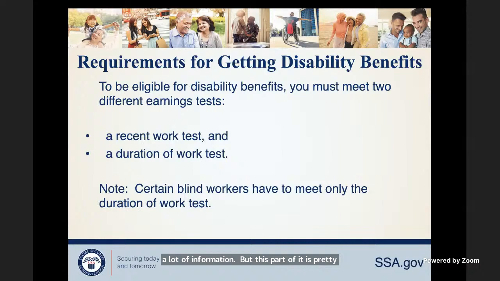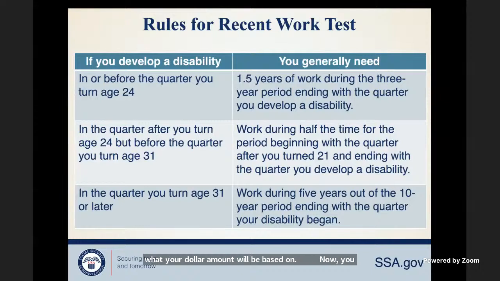We love acronyms. So SSI and SSDI sound exactly alike, but they're very different. Remember, Social Security disability insurance is what you're paying your quarters in for. It's your money, you're paying into it just like retirement, and that's what your dollar amount will be based on. Now, you have to be current with those quarters. Like I said, if you wait too long to file, you retire, 11 years later you file, those quarters may expire.